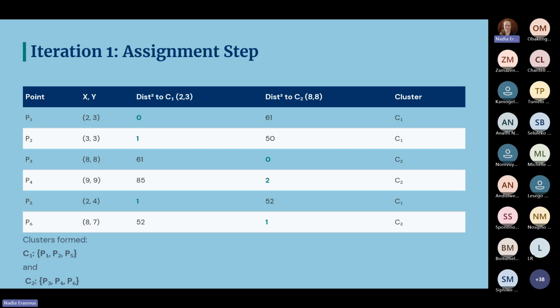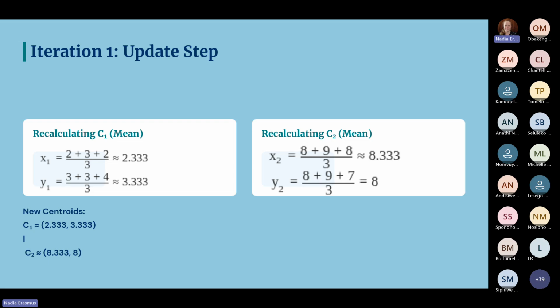Then I can go and see. So we have points 1, 2, and 5. So we have X2, X3, and for number 5 it's X2, so I'm going to use that in the formula to get the mean of the X. So the mean of the X values is 2 plus 3 plus 2 divided by 3, so it's 2.33.